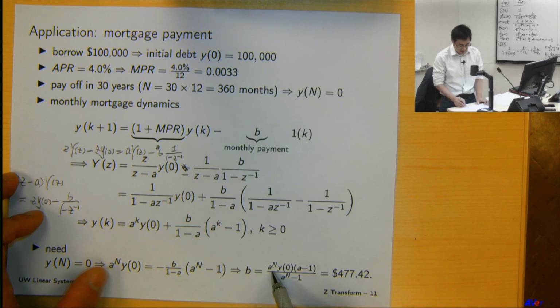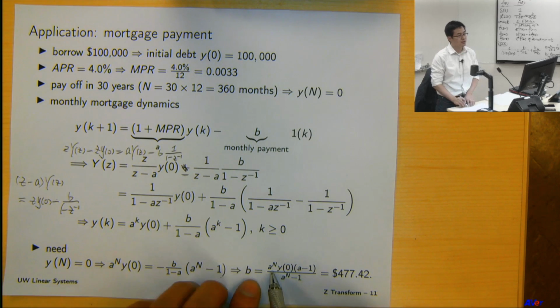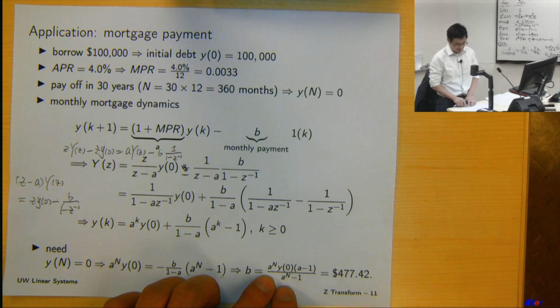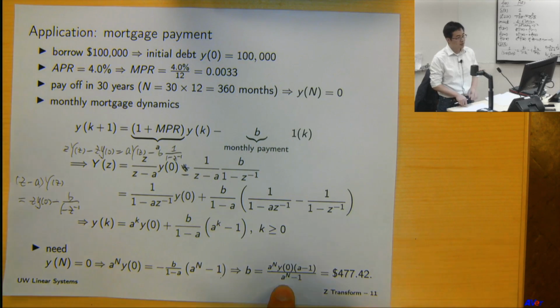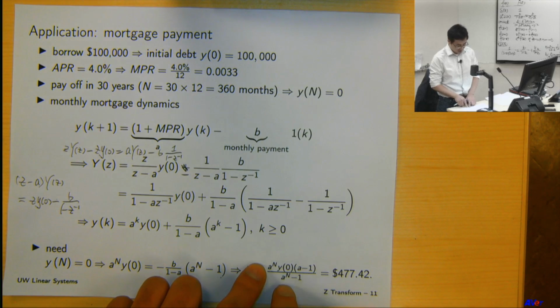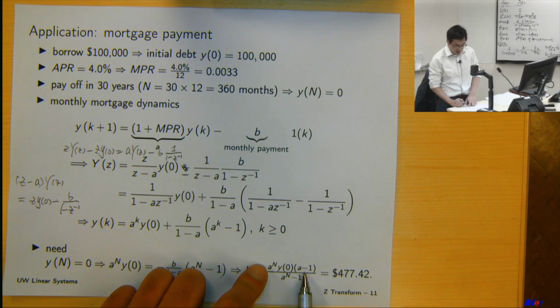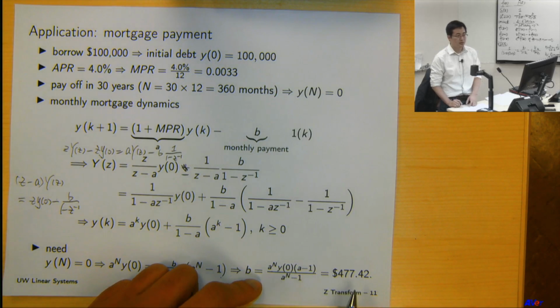What's the value for a? Is it larger than 1 or smaller than 1? Larger than 1. So a minus 1 is positive, a to the n minus 1 is also positive. So the whole thing is positive, right? So this is some reasonable number.